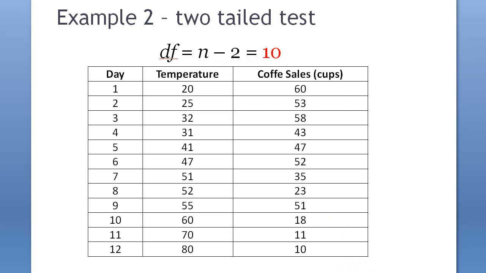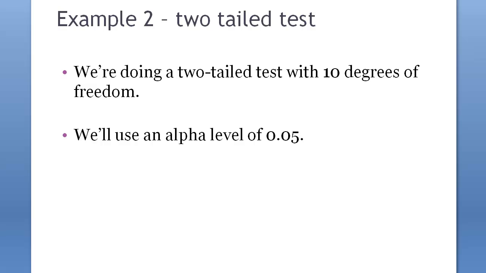Degrees of freedom is 10, right? Because there are 12, and you have to subtract 2 from that. So you know why 2, right? Because there are 2 sets, compared to just having one variable. The amount of error is going to be bigger. So instead of subtracting 1, you're subtracting 1 for this one too. And we're doing a two-tailed test with 10 degrees of freedom, and we use an alpha level of 0.05 as usual.